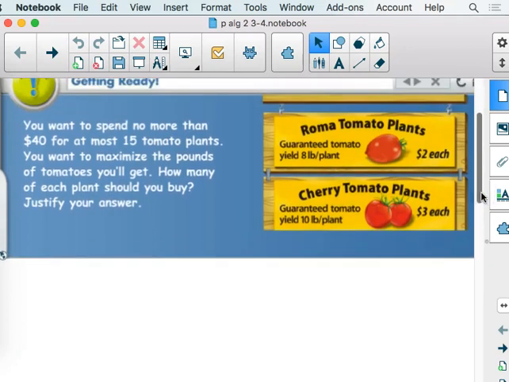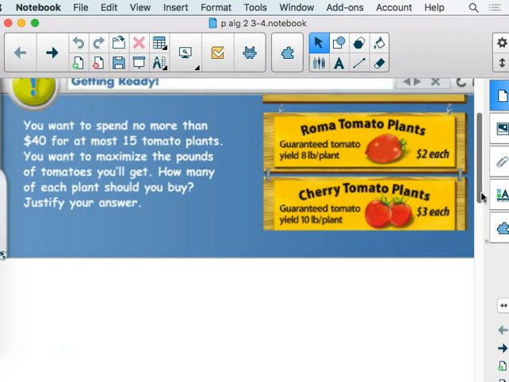It says you want to spend no more than $40 for at most 15 tomato plants. So you've been around the neighborhood. You've seen that the people in your neighborhood don't really have gardens, and tomatoes can be really expensive at the store. So you're thinking, I'm going to start up my own business here. I'm going to grow tomatoes. They'll be right here, and in the neighborhood I can sell these. But you only have space for those 15 tomato plants, and you only have $40.